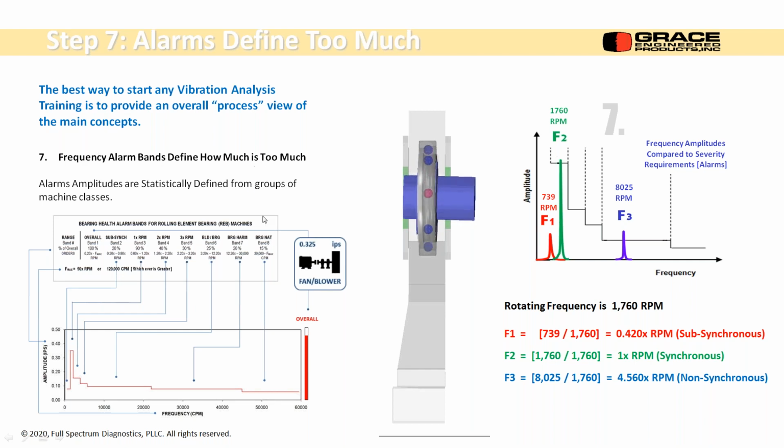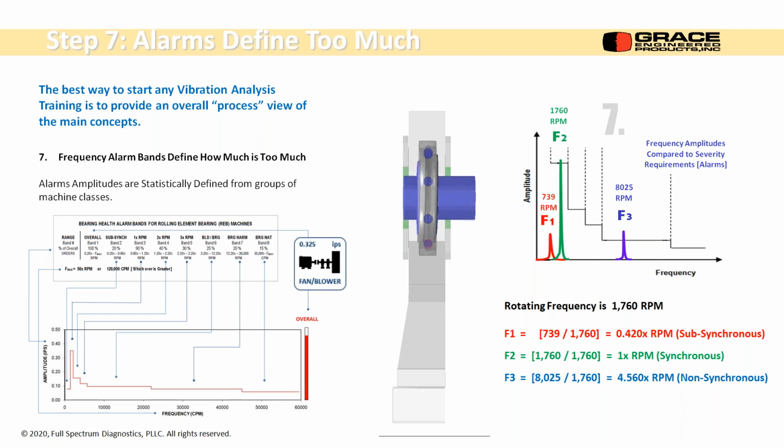Frequency band alarms define where all our frequency ranges will have limits. This is a cookie cutter calculation for making this stair-step pattern. This pattern is percentages of the overall level. So I take 0.325 inches per second. That's my overall vibration that I'm trending. I can make alarms out of that, fractions of that in the frequency domain.